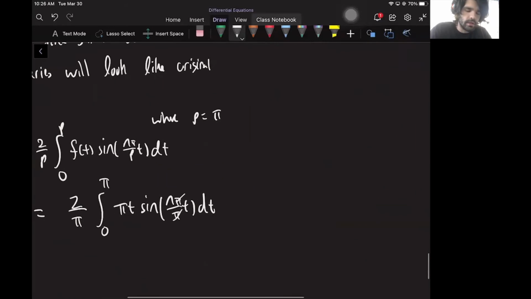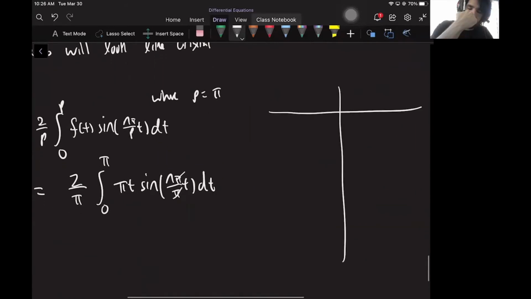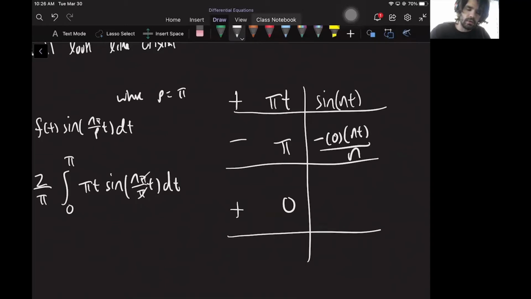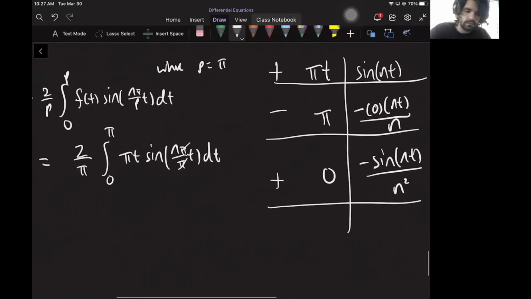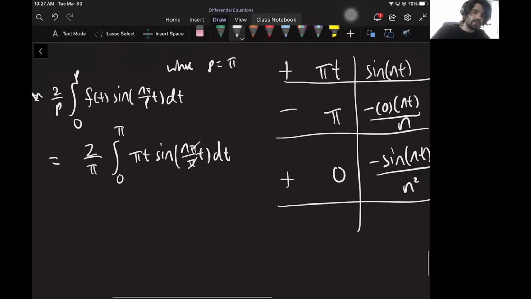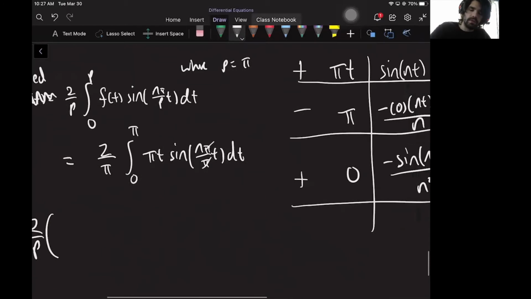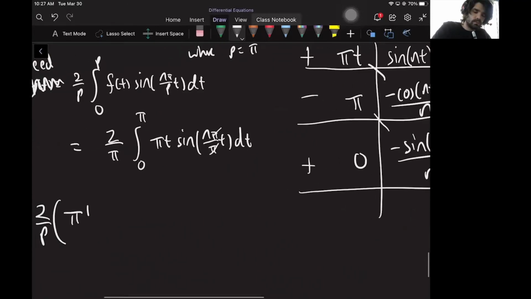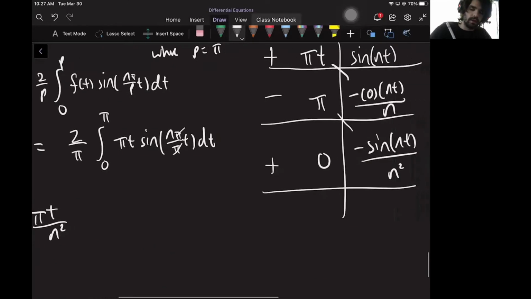Good. Okay, so I need to use, unfortunately, integration by parts. So I'll do my little table method. Function that I'm taking derivatives of on the left, function that I'm taking integrals of on the right, alternating sign. Derivative of pi t is pi and then 0. Integral of sine of nt is negative cosine of nt over n. And then one more integral of that would be negative sine nt over n squared. Okay. So then this integral equals this diagonal times that plus this one. Okay, so then I get pi t over n. Oh, sorry, pi t over n.